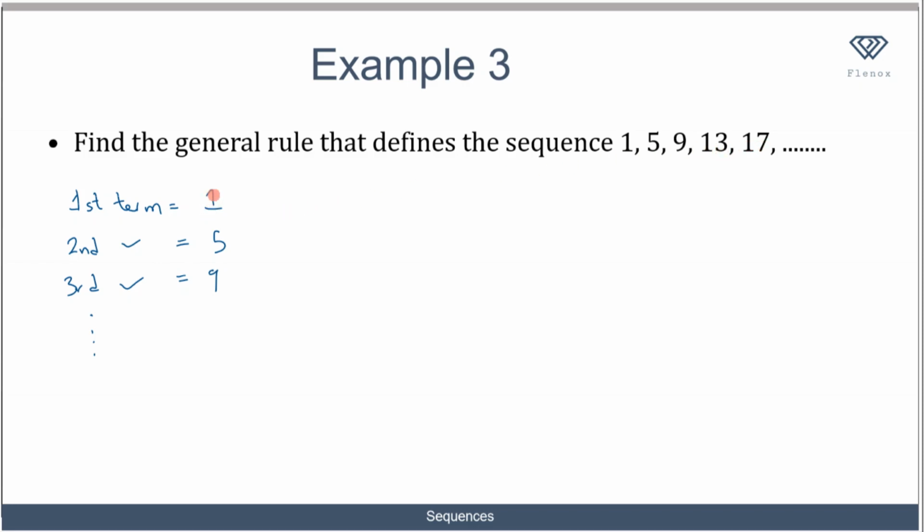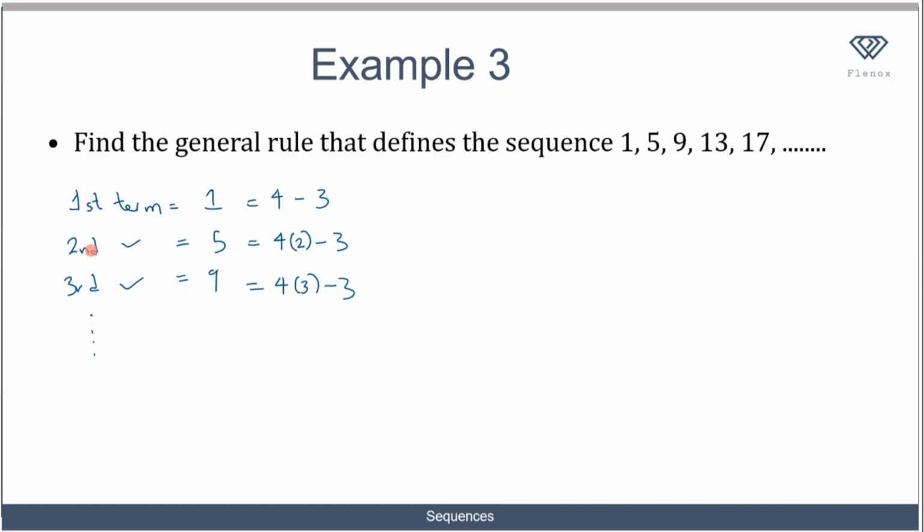So now I can write 1 as what? 4 minus 3. I know that 4 minus 3 will give me 1. Now I can write 5 as what? As 4 times 2 minus 3. I can write 9 as 4 times 3 minus 3. So as you can see, if I multiply 4 by the n term, here I'm talking about the first term, so I'm multiplying 4 by 1 and subtracting 3, I'll get 1.